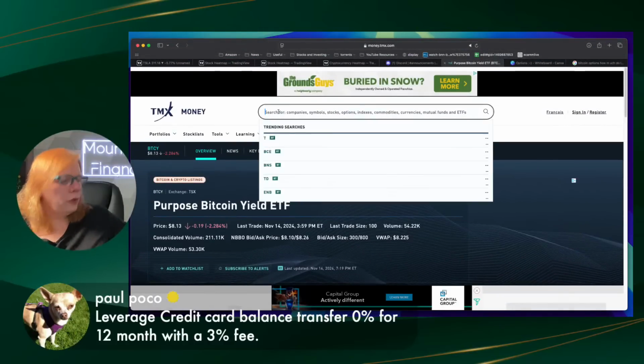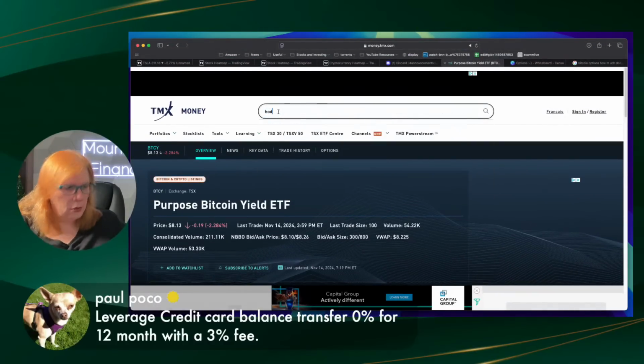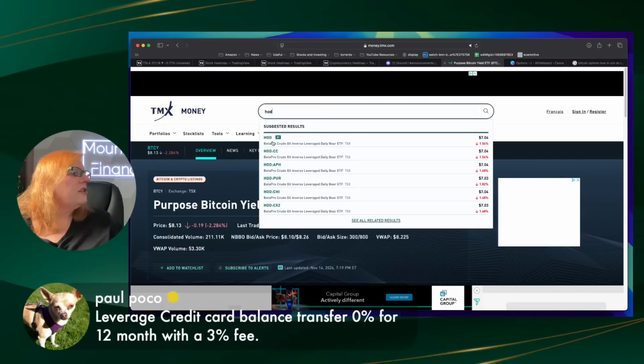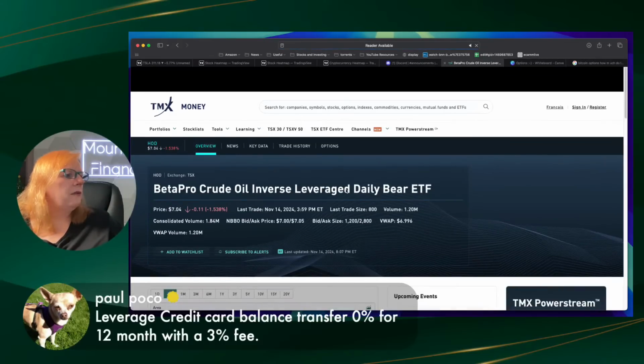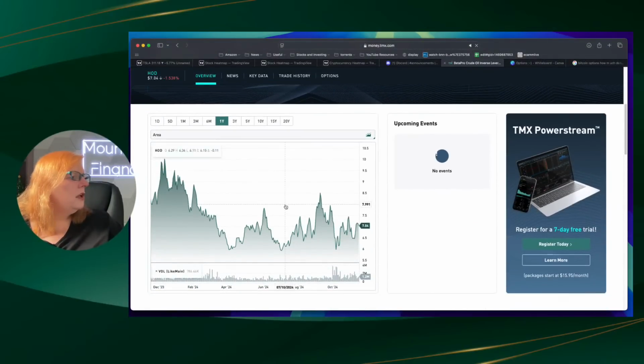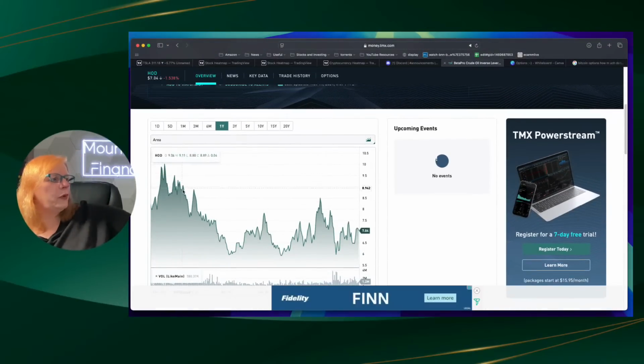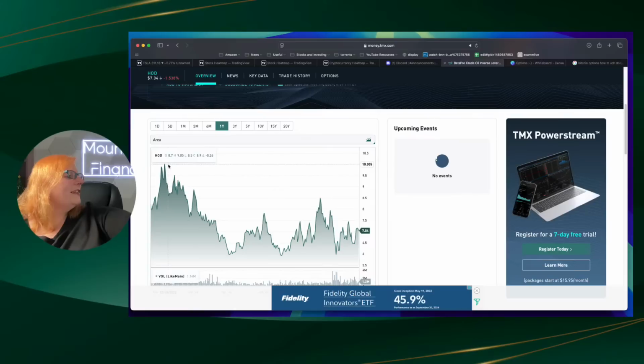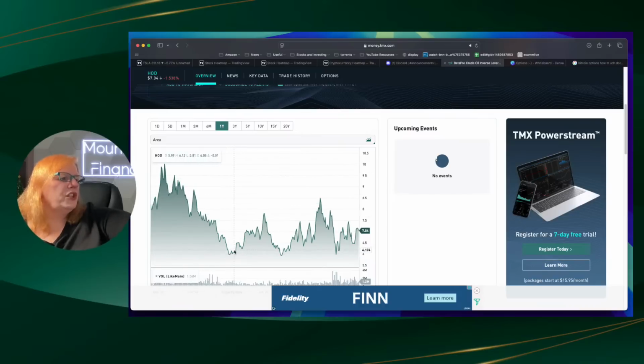All right, we'll go to HOD. So this here is the beta for oil. And we'll just go to the last year. As you can see, this is when oil was doing well. If you were holding this, it was up around $10. It went all the way down to about 6. So you would have lost $4 a share.